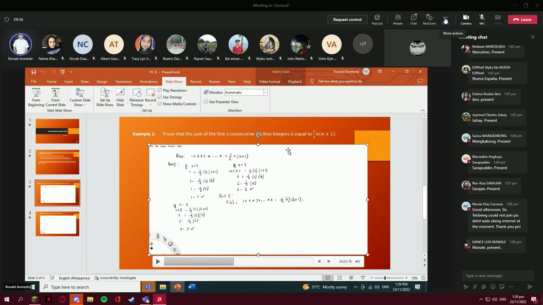Anong nangyari? Pinalitan lang siya ng k. So this is, di ba, we're going to prove that that is correct. Now, suppose it is correct, given that it is correct based dito sa ating problem. Now, to prove this more, we need to go beyond. If k is the last number, siya na yung pinaka-last na positive number, and it is assumed to be correct based from the given.